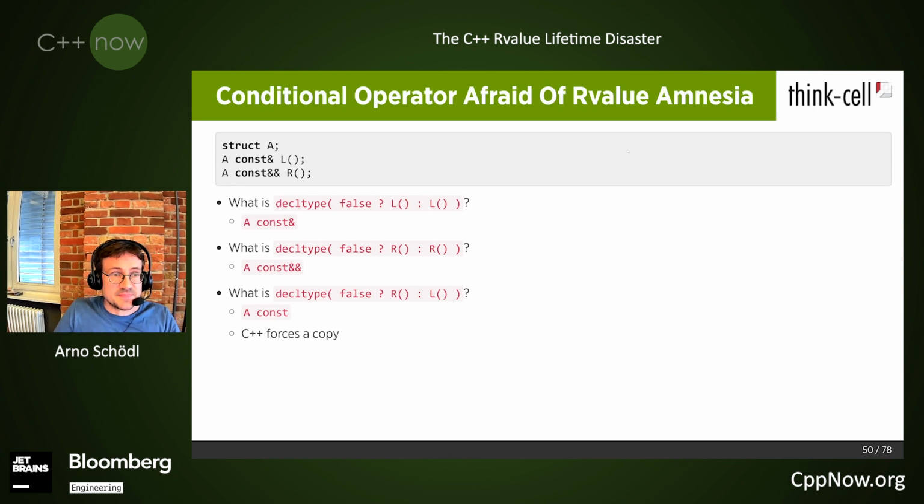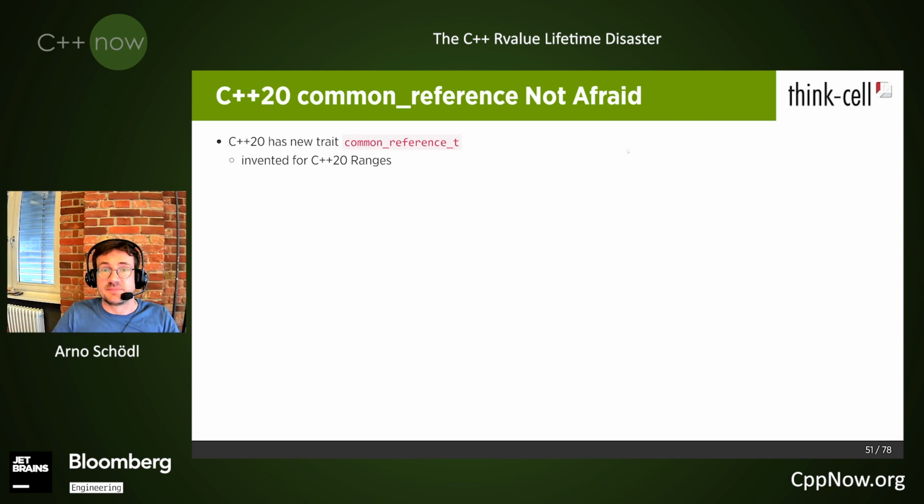Okay. So there's another means to combine references. C++20 has a new trait, common_reference_t, and that was actually invented for C++20 ranges. With ranges, you have the problem that say you have a view which merges two ranges. You have two ranges there, or say two containers. These two containers are sorted, and you want to lazily combine them into a single range that you can iterate over. A single, then as well sorted range. So like one step of a merge sort, essentially.